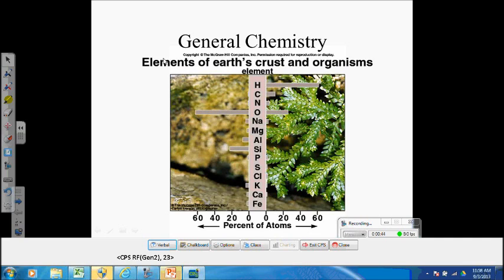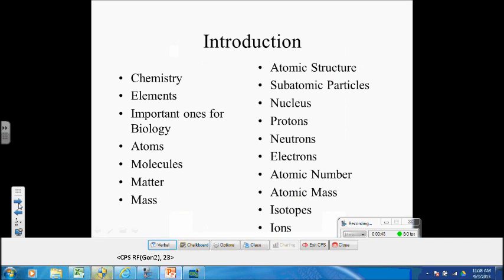Let me get to the right spot here. A couple of quick things that I'll review first. We talked about that acronym CHNOPS, the carbon, hydrogen, nitrogen, oxygen, phosphorus, sulfur thing, and how those are the 6 most important elements to life.